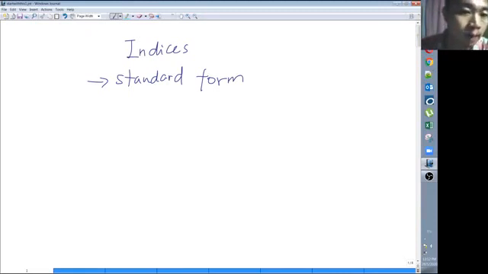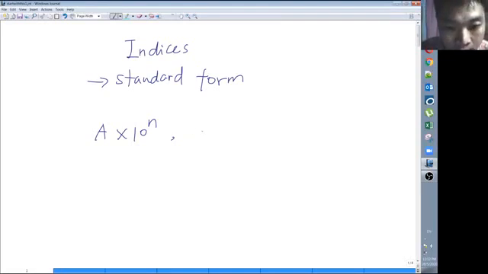So I'm going to talk about the concept of standard form. And before I continue, I would like to give you the definition of the meaning of this term, standard form. In your textbook you might see this: a times 10 to the power n.